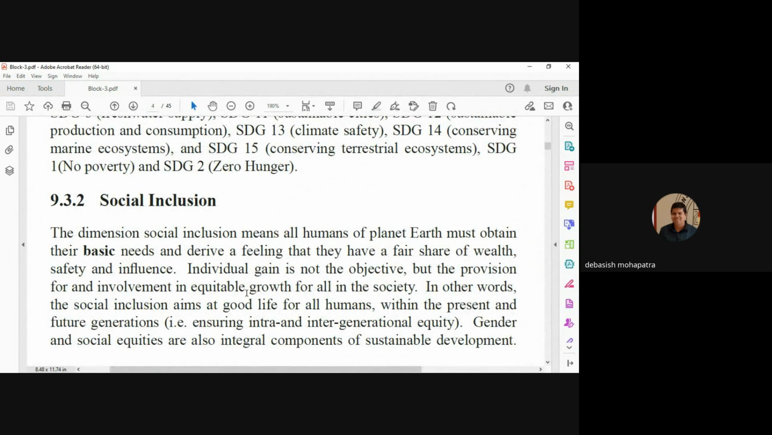In the dimension of social inclusion, it means all humans of planet Earth must obtain their basic needs and derive a feeling that they have a fair share of wealth, safety, and influence. Individual gain is not the objective, but the provision for involvement in equitable growth for all in society. In other words, social inclusion aims at a good life for all humans within the present and the future generation.